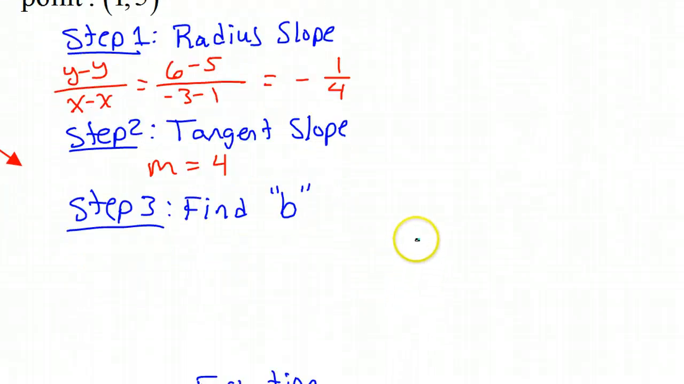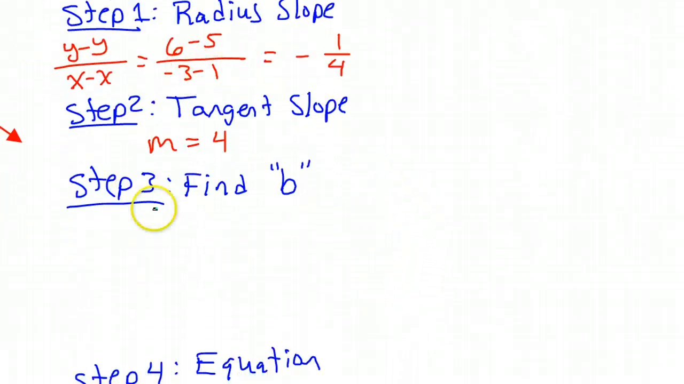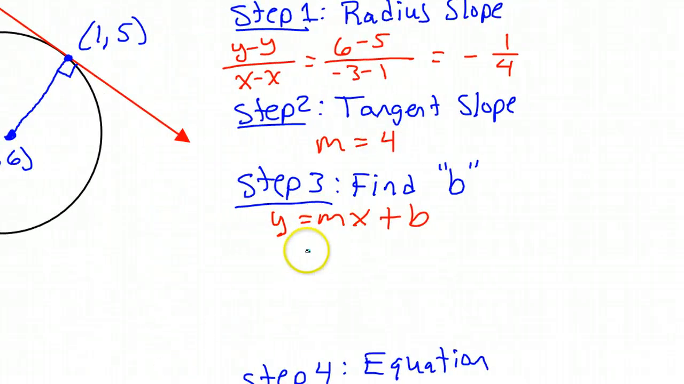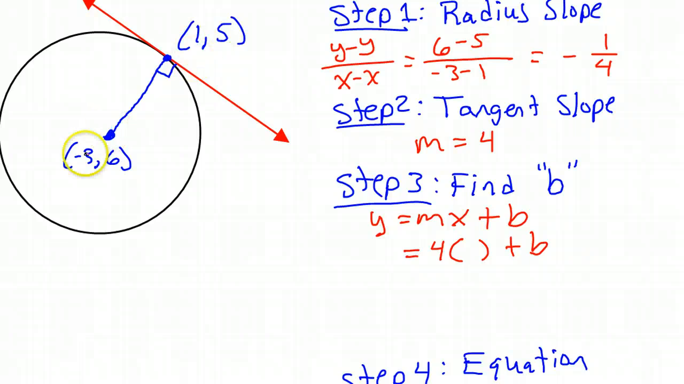Now we're going to find b. So thinking of y equals mx plus b, maybe I'll write that down. We need a y, an m, and an x. Okay, obviously the m is going to be 4. Maybe I'll just go ahead and write that down. So now we just need an x and a y. Well, look over here. See these points? Which one of these am I going to use for my x and my y?